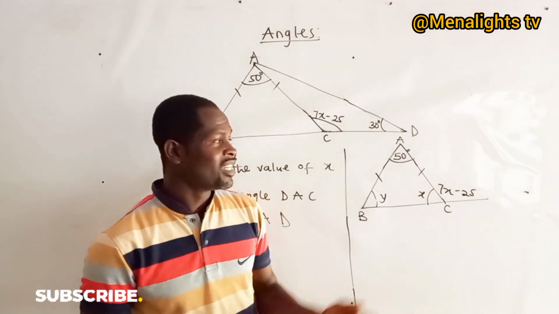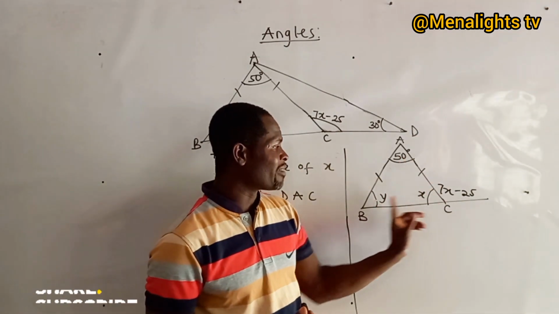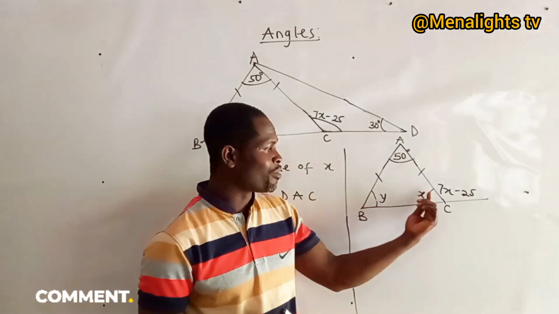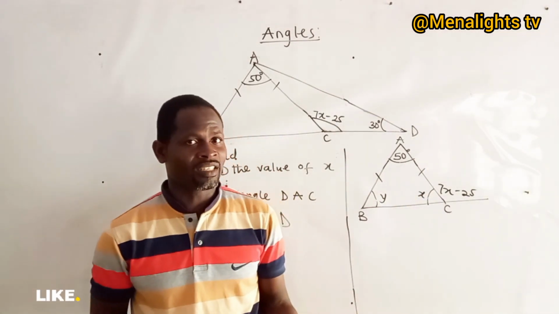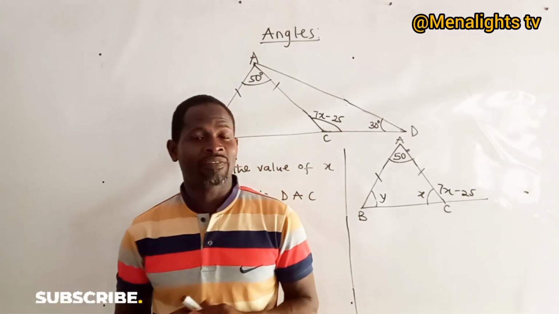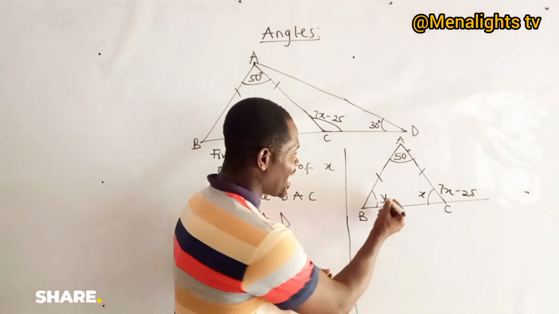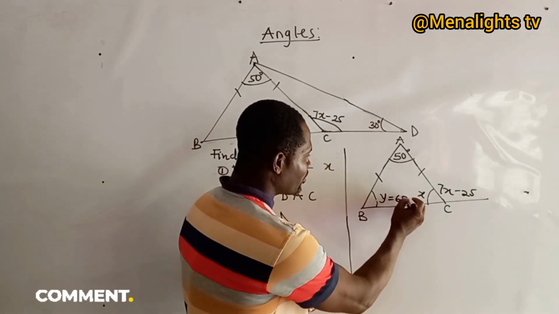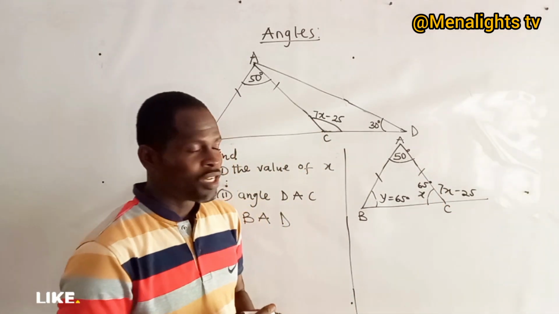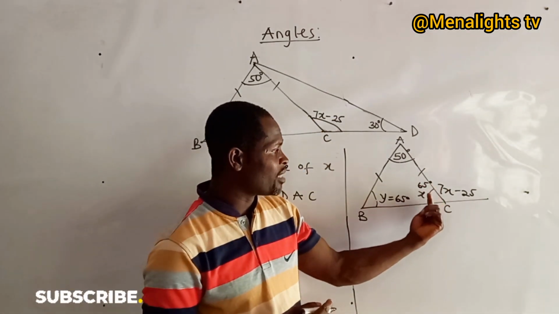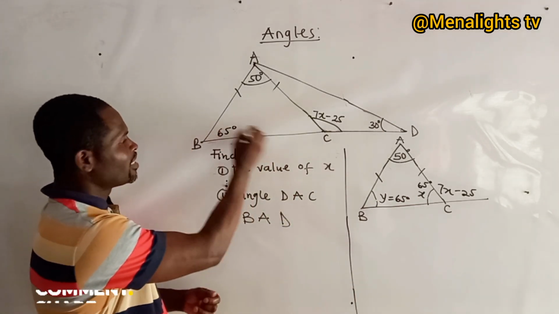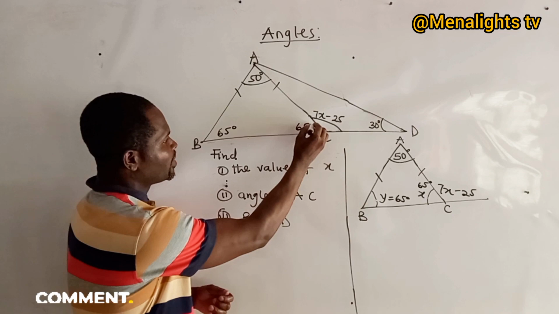So it means that if this is 50, then the rest will be what? 130 degrees. So the two angles here, when you add them, get what? 130. So when you divide 130 by 2, hopefully you get what? 65 degrees each. So which means that the angle here is 65 degrees, and this also is 65 degrees. So now that we know the base angles, from here you can say that this is 65 degrees, and this is also 65 degrees.